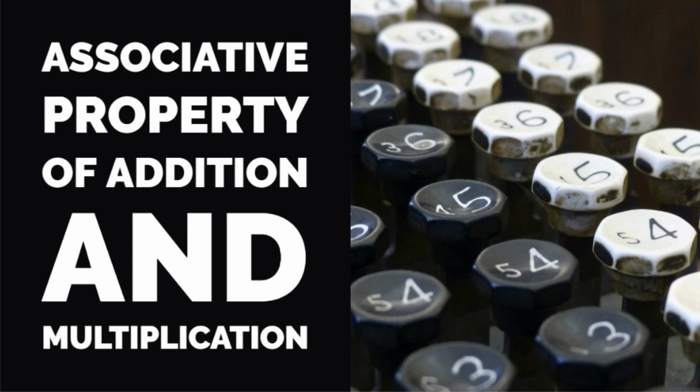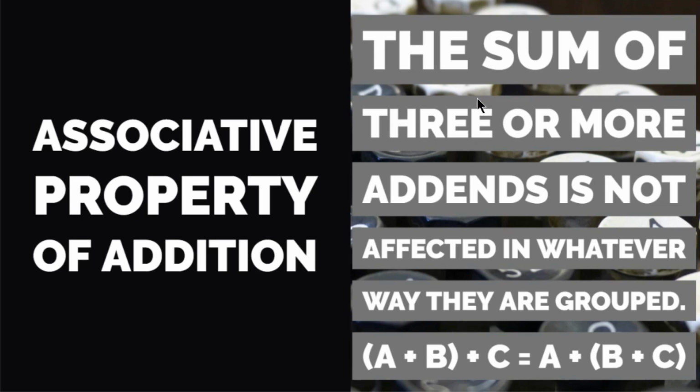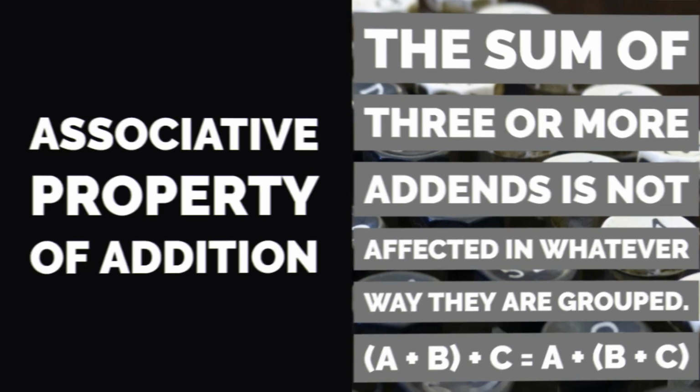Dumako naman tayo sa sunod na property. Ito ay associative property of addition and multiplication. Para sa associative property of addition, ito ay nagsasabing the sum of 3 or more addends is not affected in whatever way they are grouped. Like A plus B, they are grouped together. Tapos i-add mo sa C. Is also equals to A plus the group of B plus C. Okay? Bibigyan ko kayo ng halimbawa.